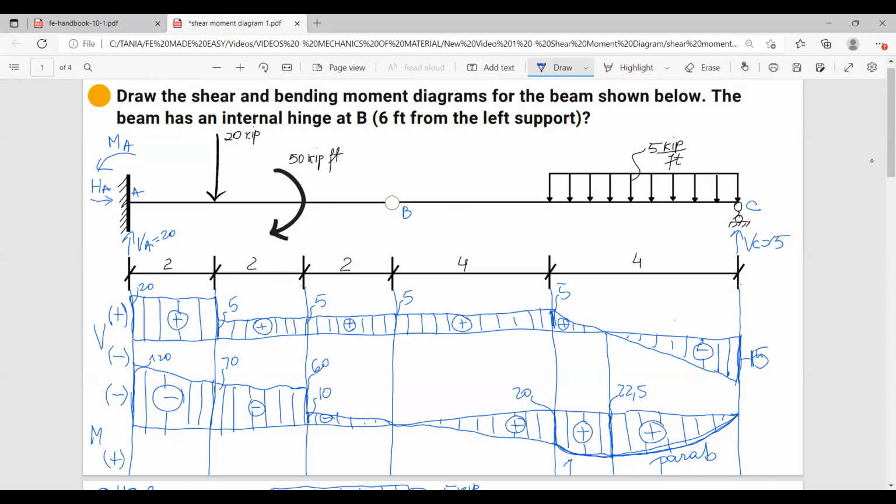You can even write it down. It's parabolic. And this is linear, just to let your teacher know that you actually know what you're doing here, in case it's hard to say. Okay. And that was it for today.